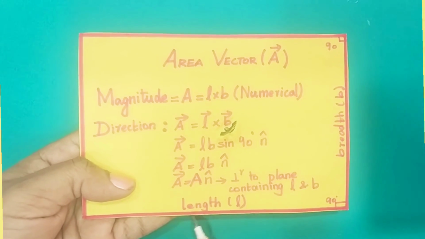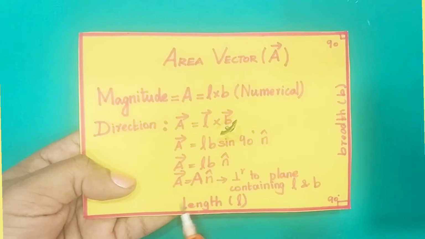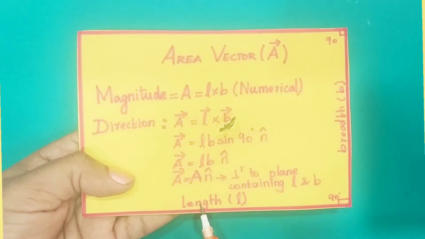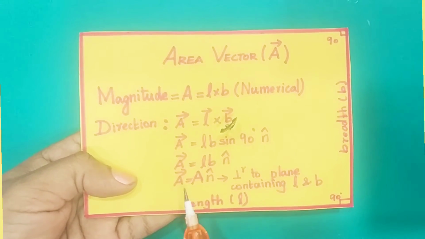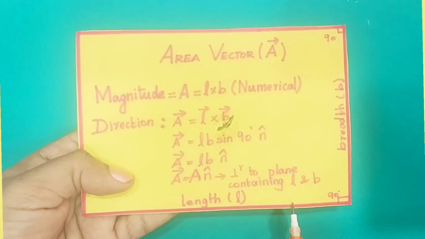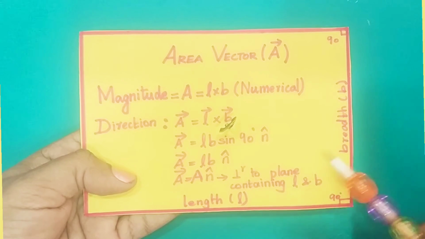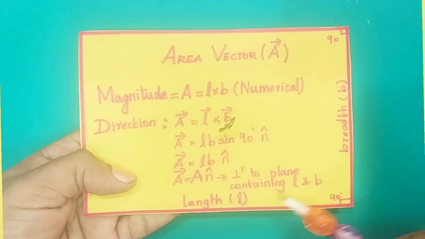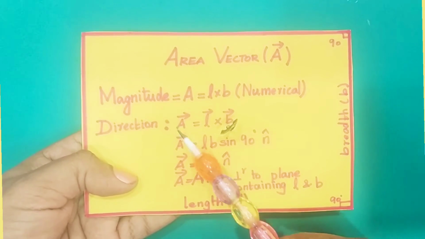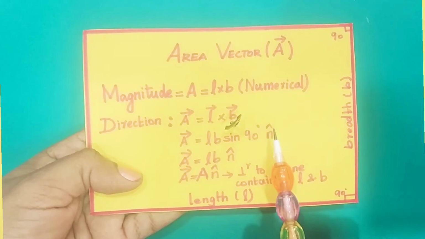Here I have a rectangular element for area. What is the magnitude of this rectangular area element and what is the direction of this rectangular area element, we are going to see here. For the magnitude, we have to take the product of the length and the breadth. Here I have a length value and here is the breadth. And for magnitude, we have to take the length into breadth value and it gives a numerical value, and that numerical value is nothing but the magnitude of this area element. We know that magnitude is just the numerical calculation.